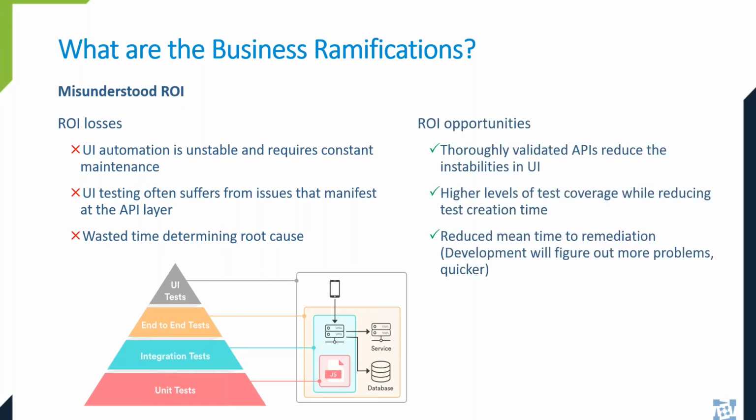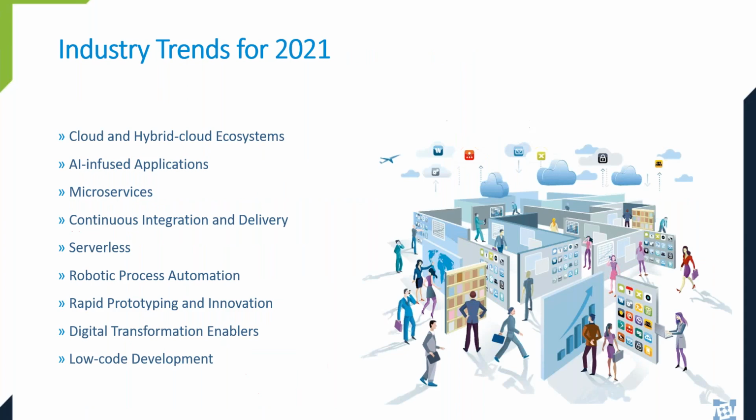So there's opportunities here to go beyond the ROI that we get from UI testing by understanding that if we thoroughly validate our back-end APIs and get complete confidence on those, we'll have much less instabilities in our UI testing, and it will provide more value to us. And by doing this, we can actually get higher levels of test coverage across the spectrum. This ultimately leads to the reduced, what we call MTTR, reduced mean time to remediation, because we can hand off artifacts to development that will allow them to remediate things a lot faster.